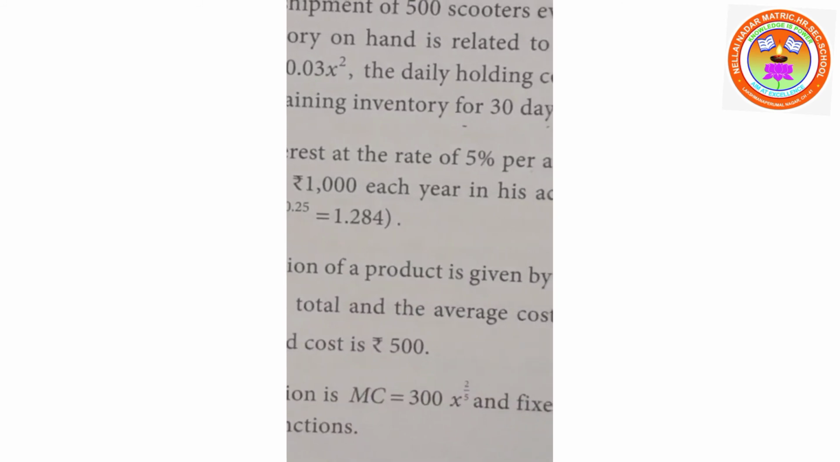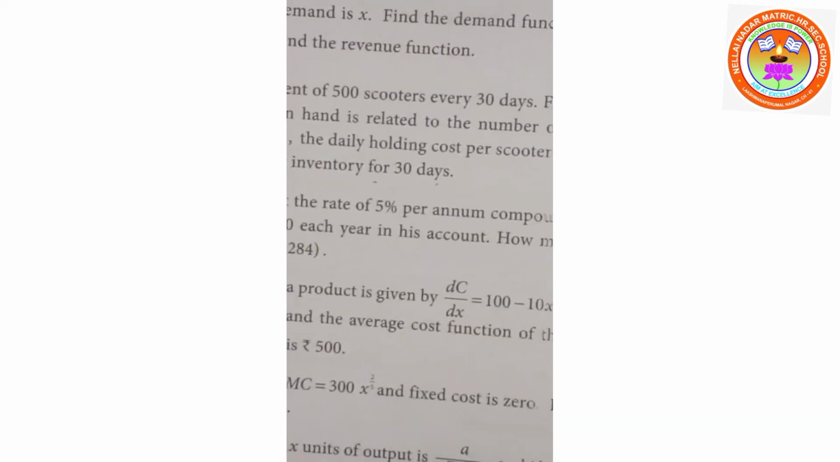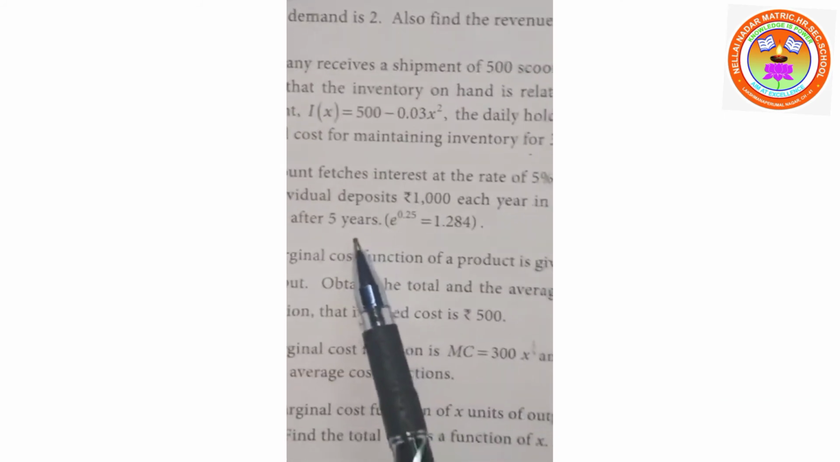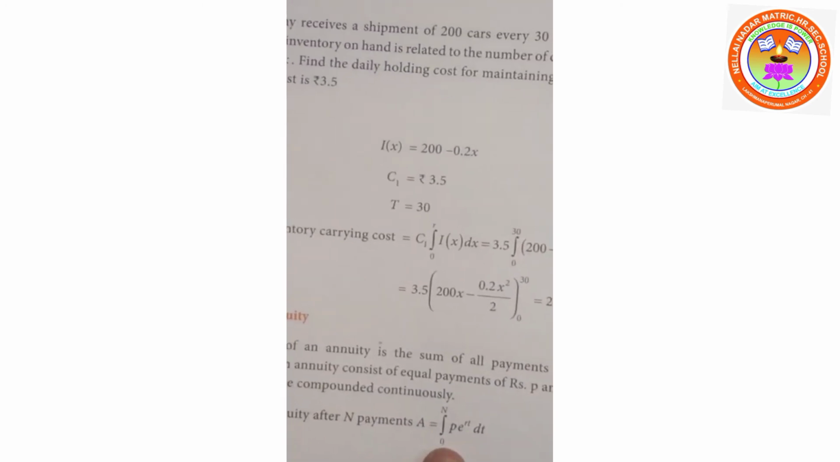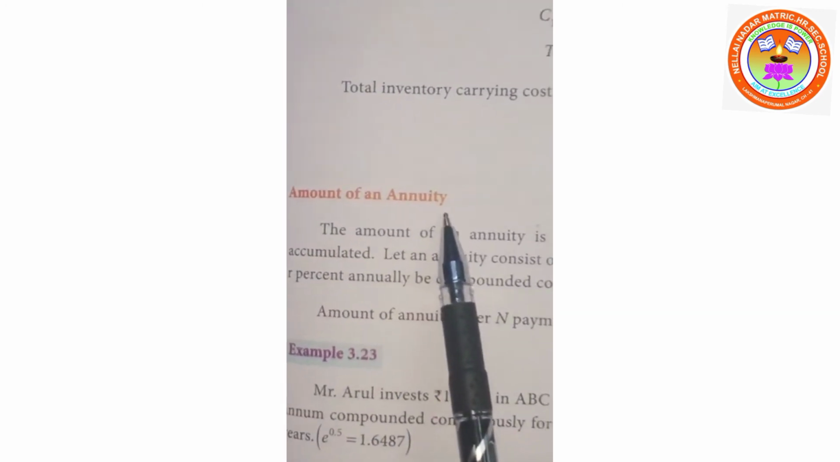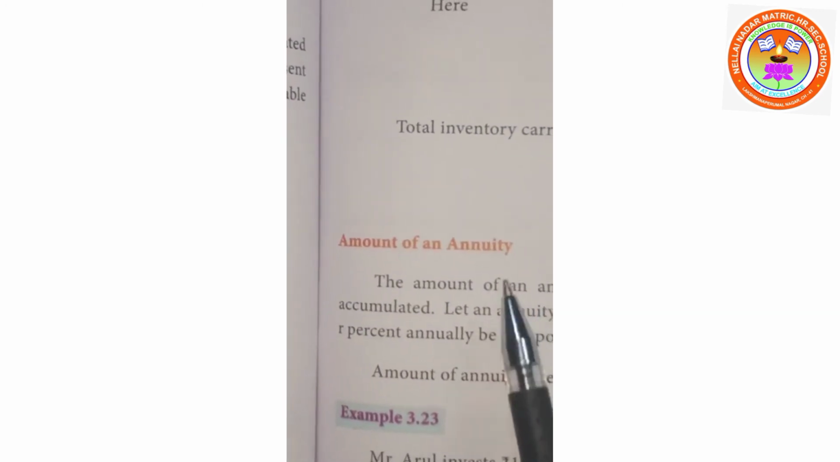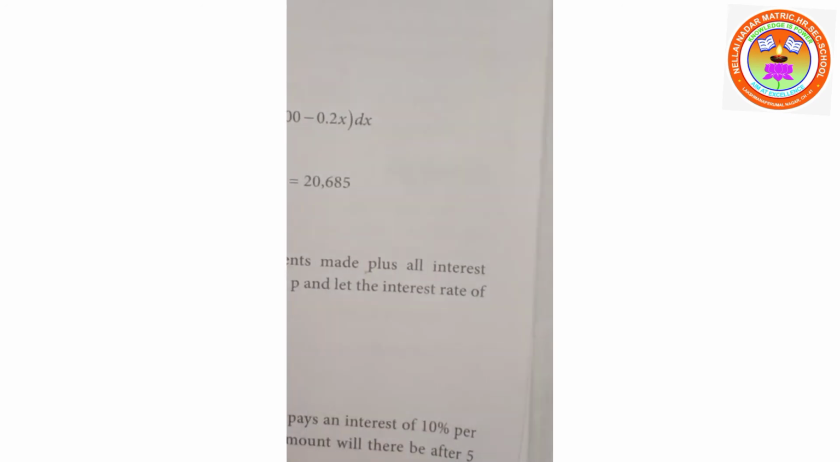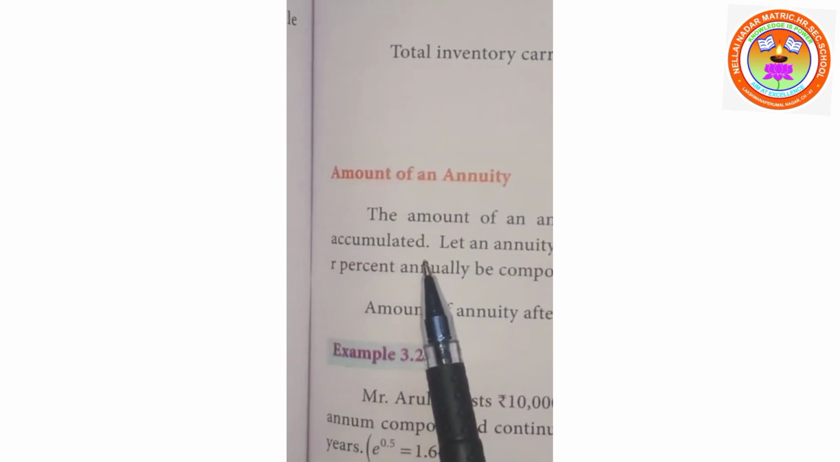What you have to find? How much will be in the account after 5 years? For this problem in particular, you have to apply this formula. Read, listen. Amount of an annuity. The amount of an annuity is the sum of all payments made plus all interest accumulated.